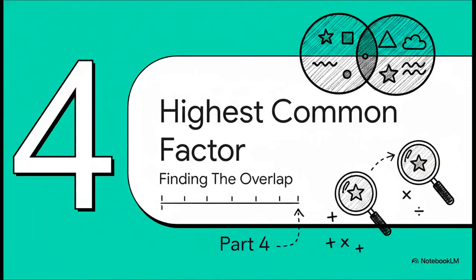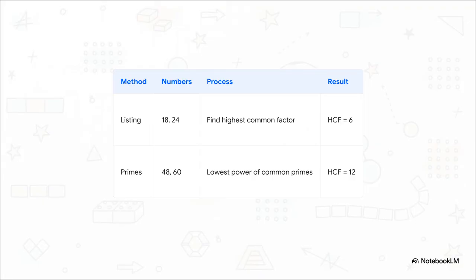So let's compare some numbers in Part 4, the highest common factor, or HCF. When we compare two different numbers, the highest common factor is the absolute biggest factor that they both share. Think of it as finding the largest possible overlap in their ingredient lists. Now, we have two ways to do this. For smaller numbers, method 1 is perfectly fine. Just list out the factors.